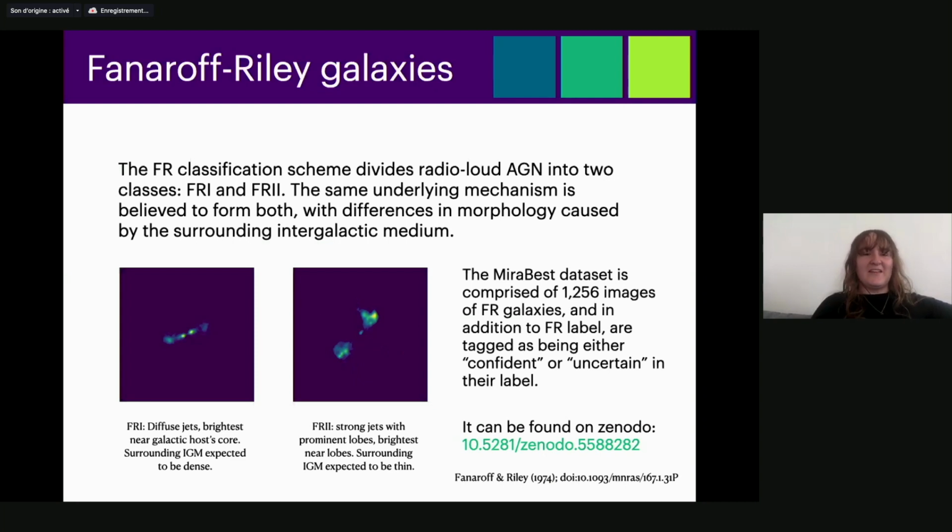The MiraBest dataset is a batched dataset of FR galaxies derived from the catalogue presented in Miraghaei and Best 2017, with images created using data from the VLA FIRST survey, and can be accessed on Zenodo at the link at the bottom of the slide. In addition to images having an FR class, they're also tagged as being either confidently or uncertainly classified as FR1 or FR2, as judged by the paper's authors.